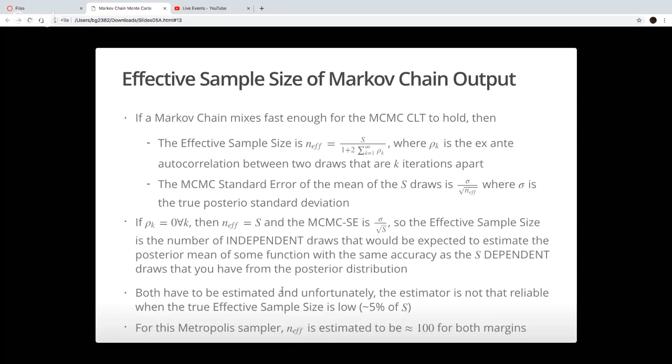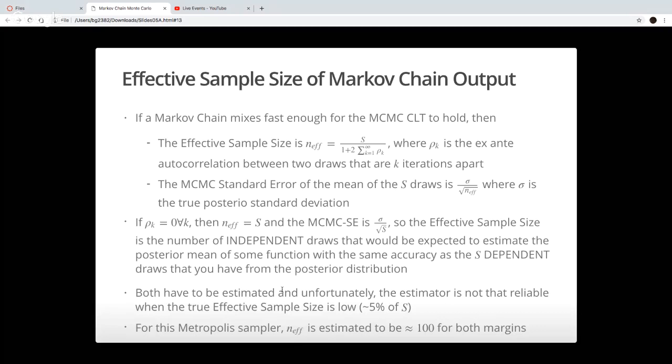And for the Metropolis sampler that we just saw the example of, the effective sample size was about 100 on both the X and Y dimensions, so 1/10 of the nominal sample size. So you'd be indifferent between 100 independent draws and these 1,000 dependent draws in terms of estimating the expectation of the random variables that you're trying to draw from.